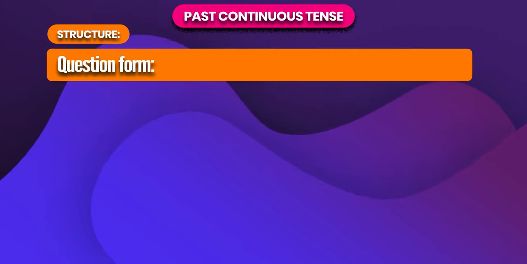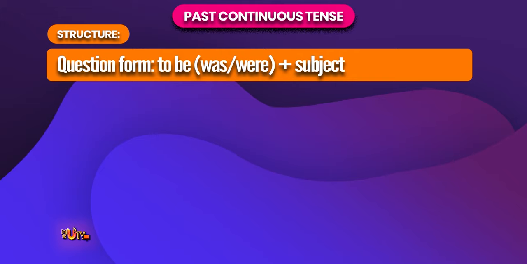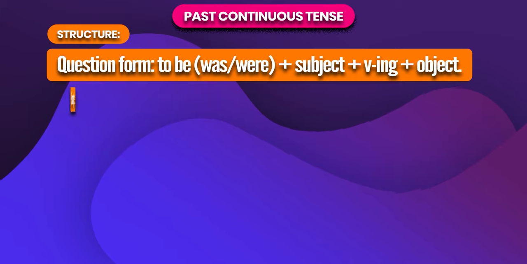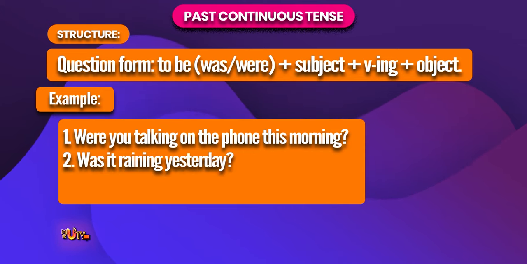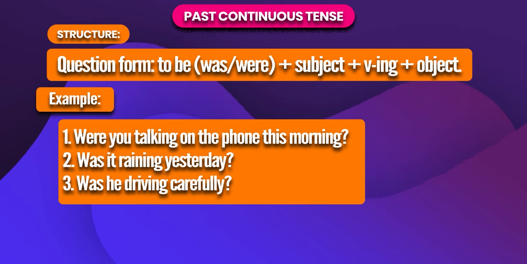For the question form, first put the to-be verbs was or were plus subject plus verb ing form plus object. For example, were you talking on the phone this morning? Was it raining yesterday? Was he driving carefully? So these three questions were asked about the duration of some actions like talking, raining, and driving at a certain time in the past.